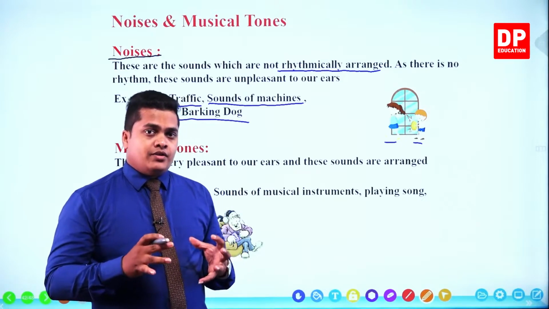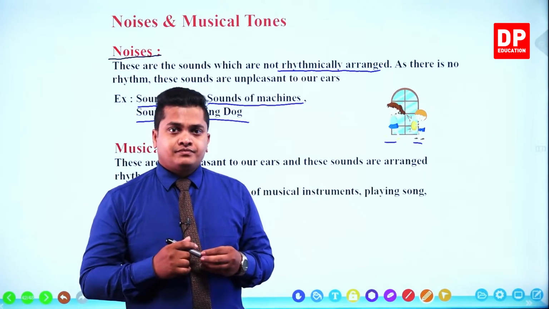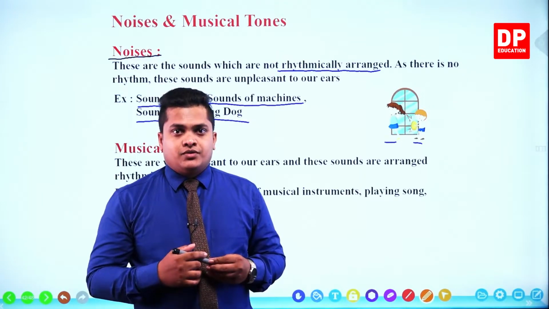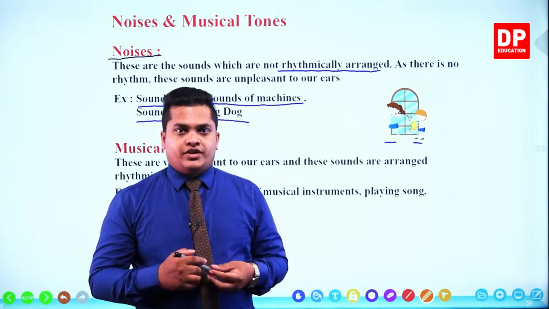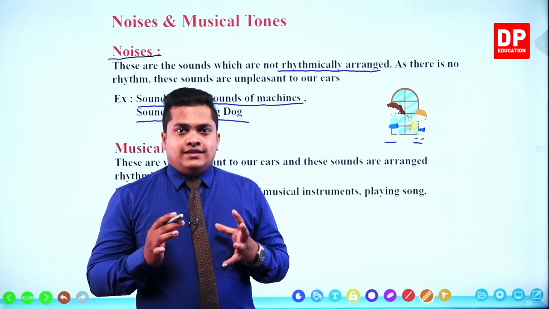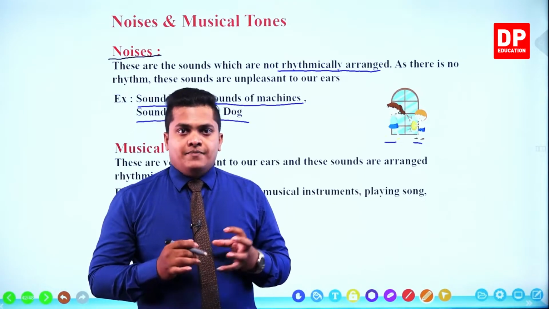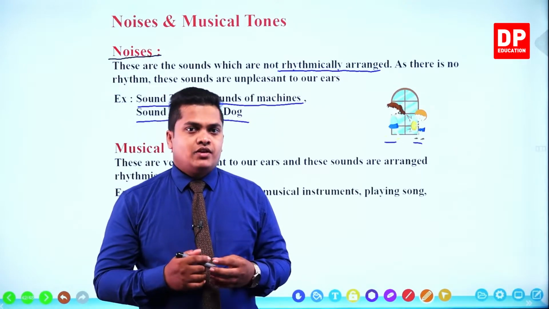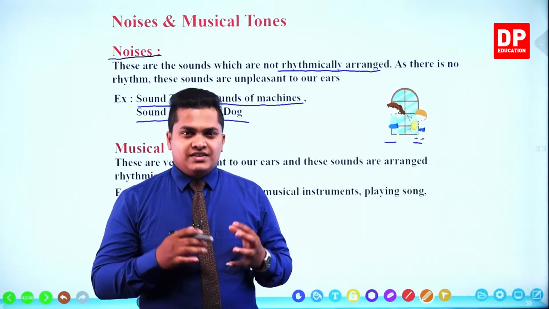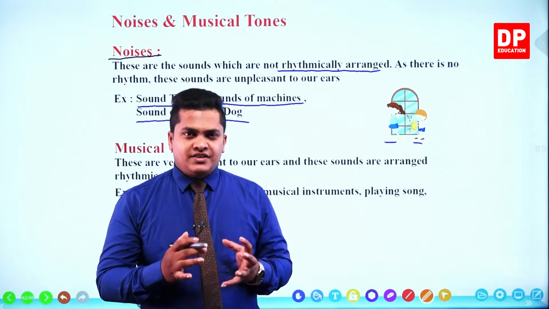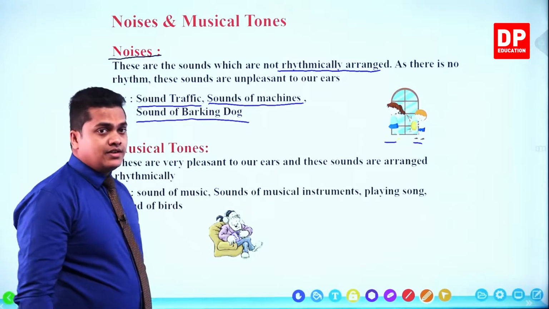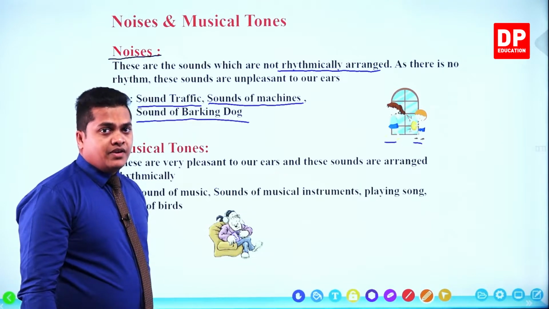The sound of a barking dog does not have a rhythm. Dogs are not going to bark with a rhythm, no. They are like shouting. So these sounds are not rhythmically arranged. Therefore these things are heavy noises, and listening to these sounds is difficult. So the sound of a barking dog can be considered as a noise which emits naturally.